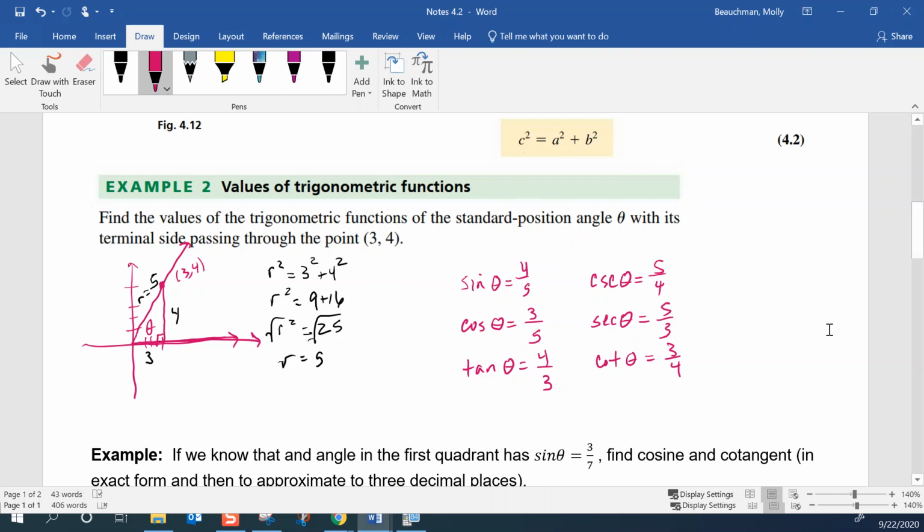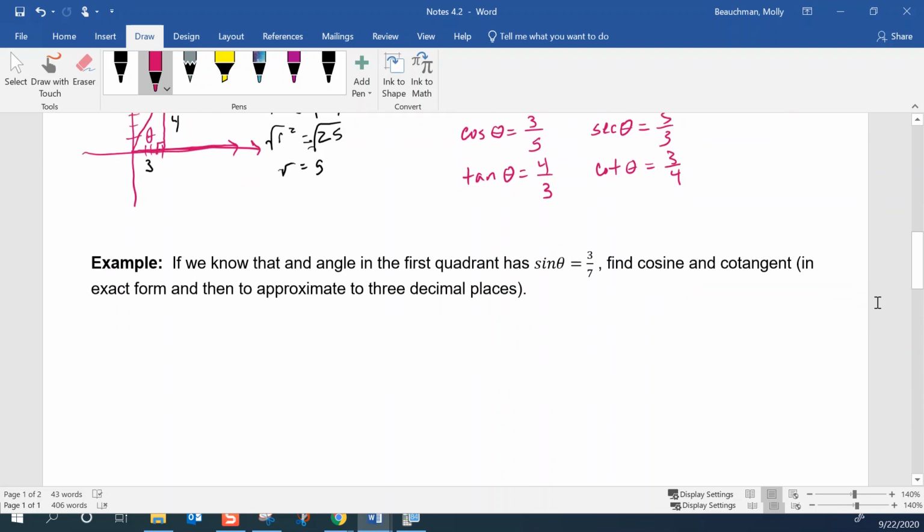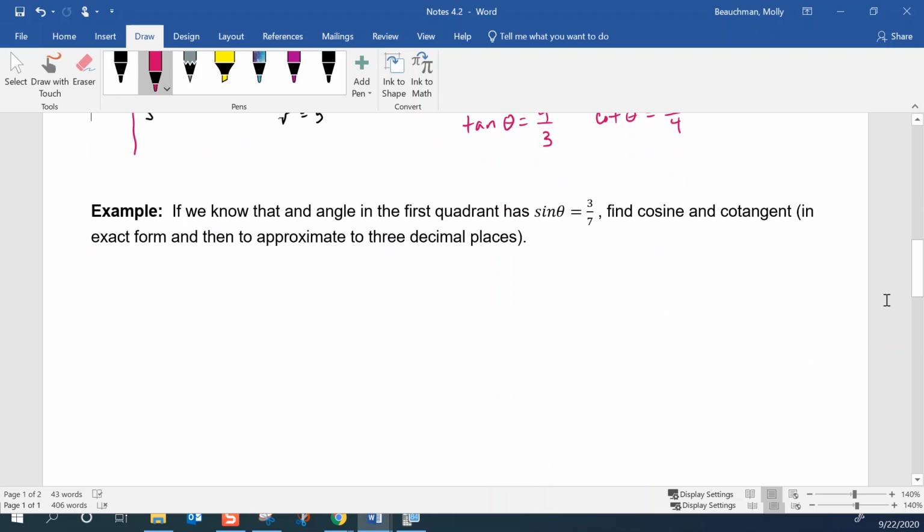So sometimes you might be asked the question in a little bit different way. Maybe you don't have the exact point that they go through. So next example, if you know that you have an angle in the first quadrant and it has sine of 3/7, find the cosine and cotangent in exact form and then approximate to 3 decimal places.